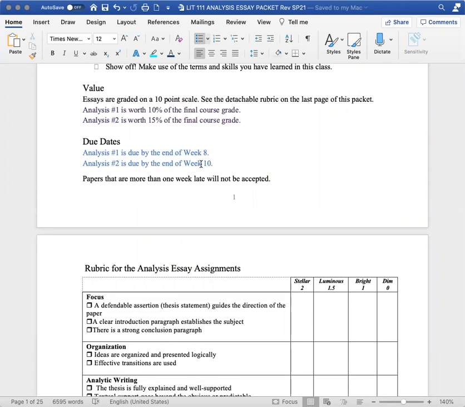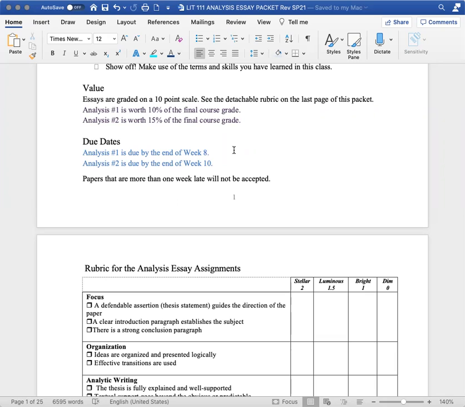So those due dates are here as well. They're both 10 points each. However, analysis 1 is worth 10% of your final course grade, and analysis 2 is worth 15% of your final course grade. The due dates are listed there. I'm asking that they be turned in by 5 p.m. Friday of each of those weeks to allow me to grade them over the weekend. Especially the first one is super important because, as I mentioned today, I would like to count it towards the midterm grade, which gets turned in week 9.